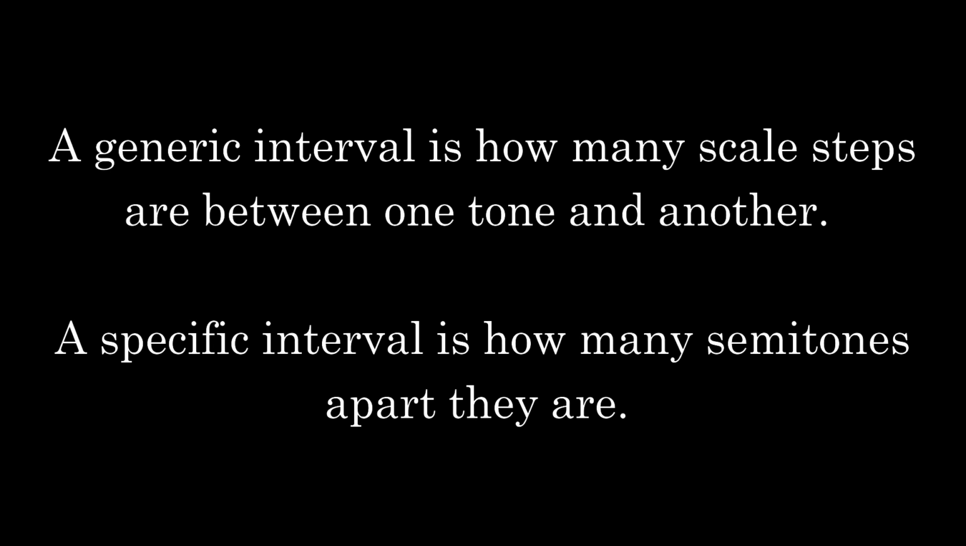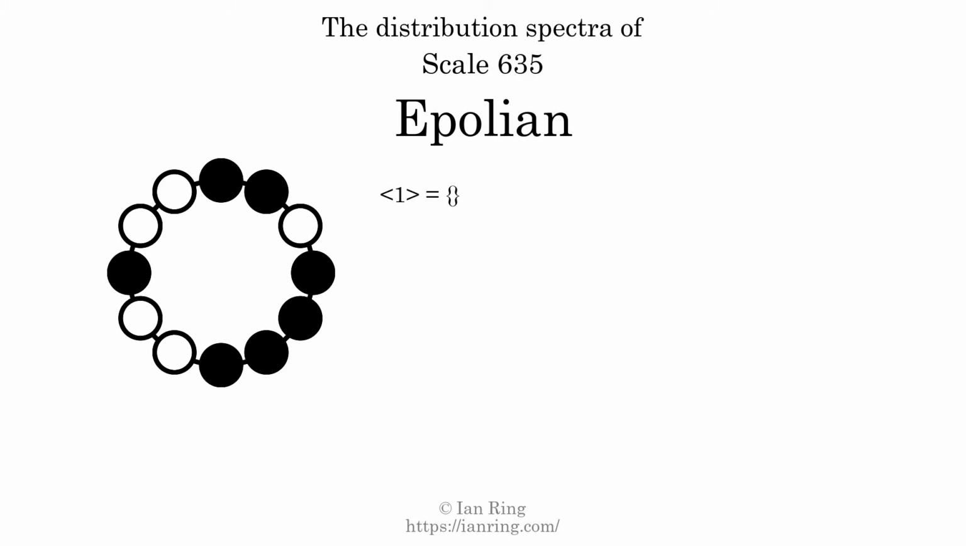A specific interval is how many semitones apart they are. The generic interval of one scale step comes in 3 different specific interval sizes: 1 semitone, 2 semitones, and 3 semitones. The spectrum width of this generic interval is the highest, 3, minus the lowest, 1, which equals 2. The generic interval of 2 scale steps comes in 4 different specific interval sizes: 2 semitones, 3 semitones, 4 semitones, and 6 semitones. The spectrum width of this generic interval is 4.